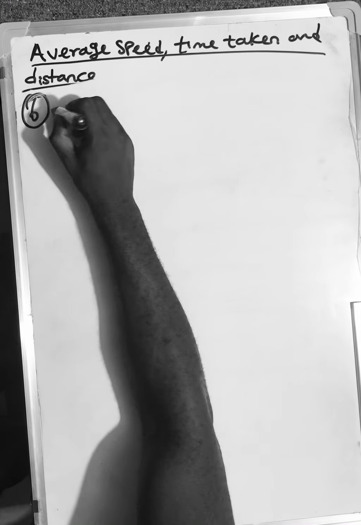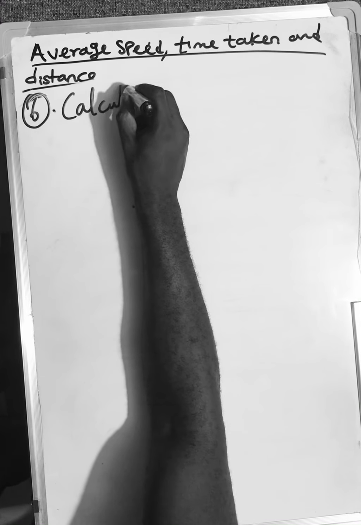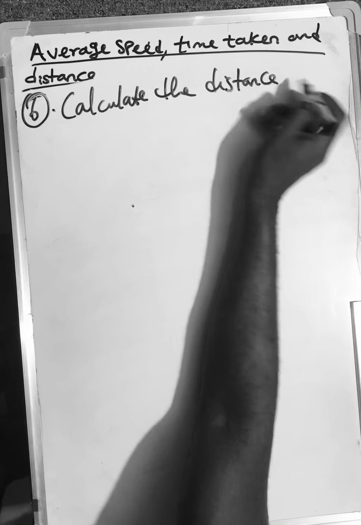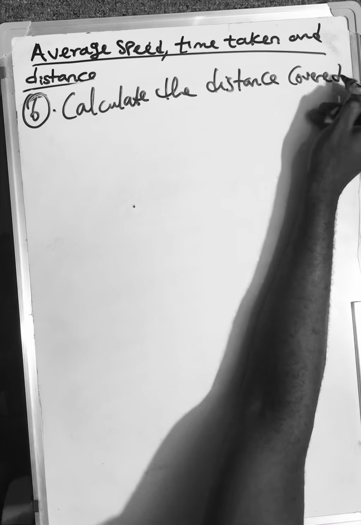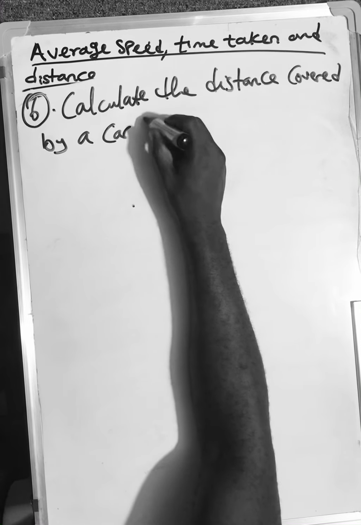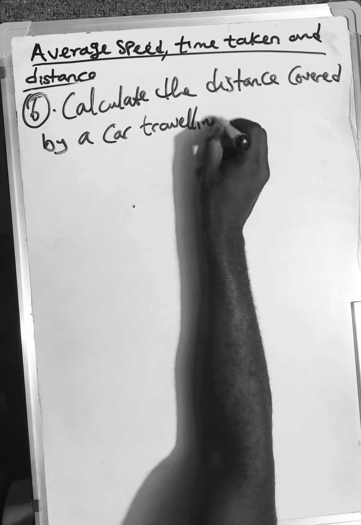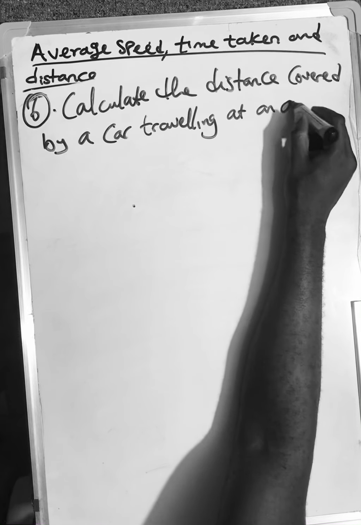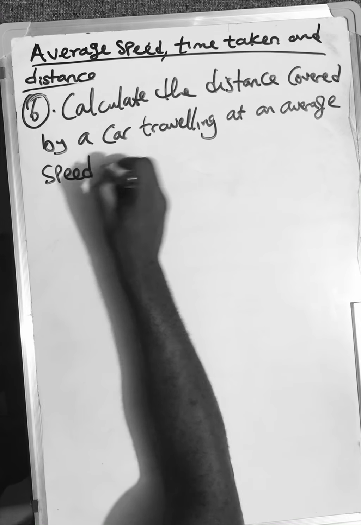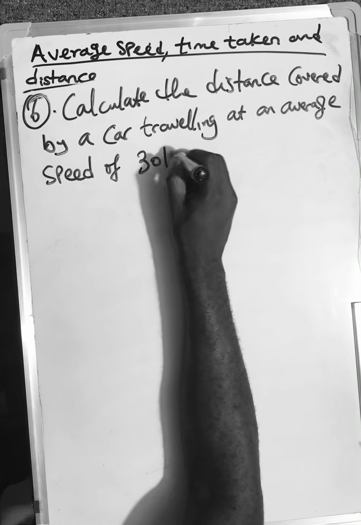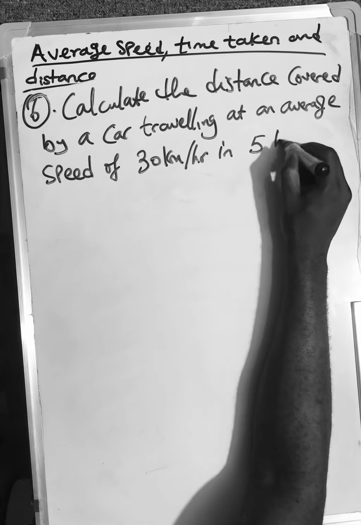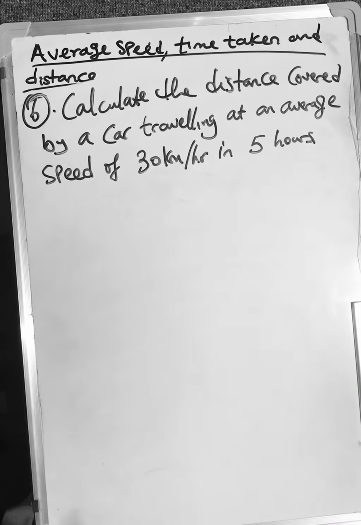The sixth question: calculate the distance covered by a car traveling at an average speed of 30 kilometers per hour in 5 hours.